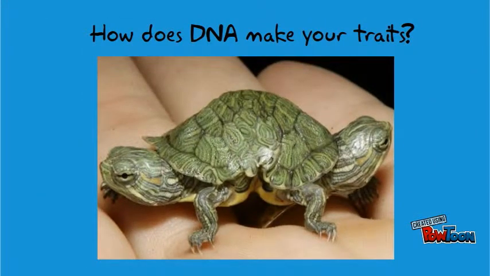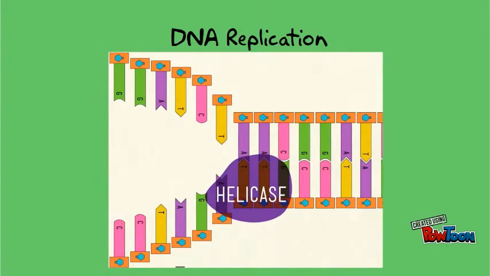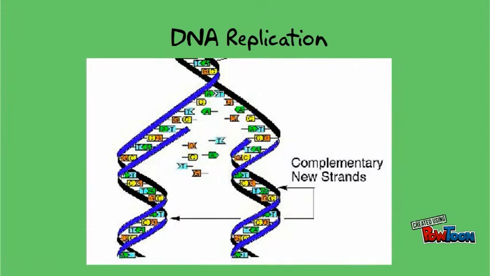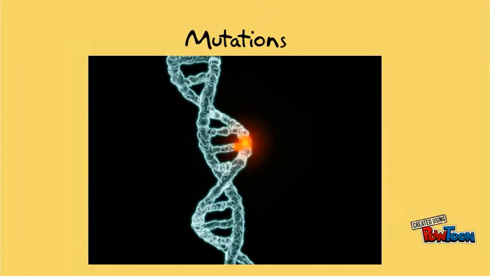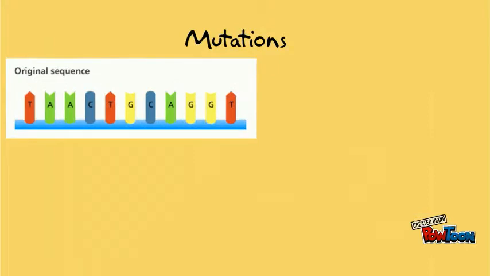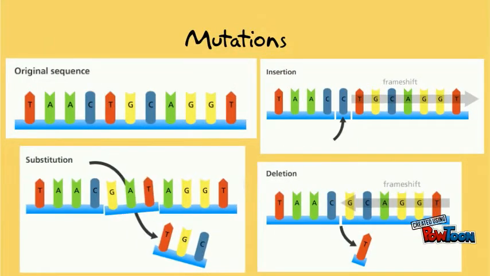As you saw in the gizmo we did, DNA replicates by splitting itself in half and then creating a new matching, or complementary, strand for each half of the original DNA. Sometimes, during replication, an incorrect base is matched to the original strand. This is a mutation, or change in DNA structure. The 3 types of mutations are insertion, deletion, and substitution.